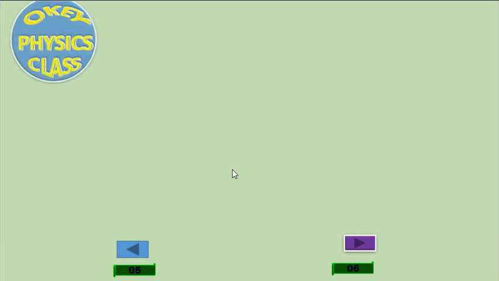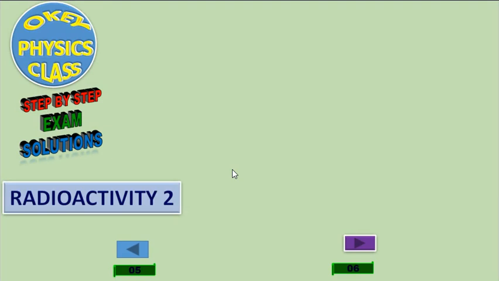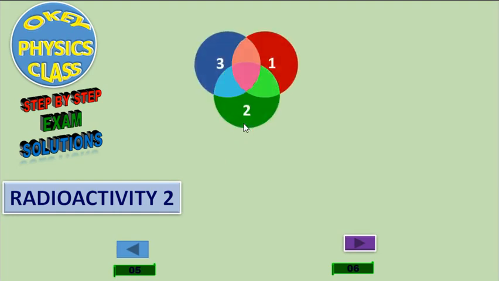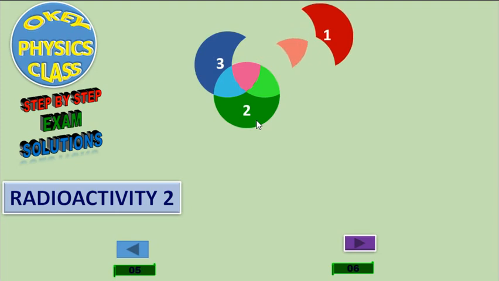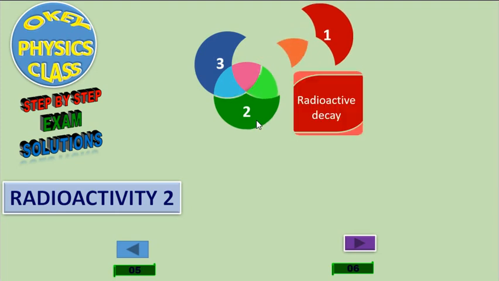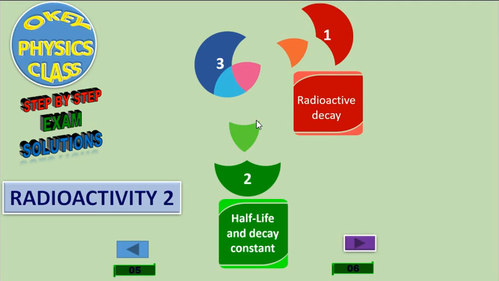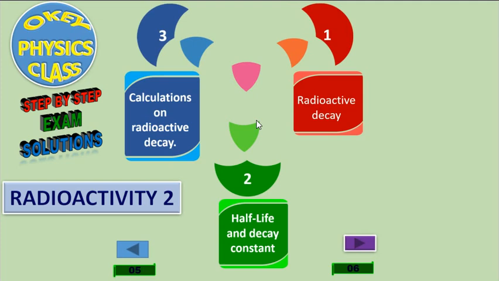OK Physics class. Present step-by-step exam solution to radioactivity number 2. In this particular presentation, we're going to be looking at the following topics and subtopics. 1. Radioactive decay. Number 2, half-life and decay constant. Number 3, calculations on radioactive decay. Actually, the calculation on radioactive decay will be the subject of discussion in the next video because we are going to spend enough time to deal with that.